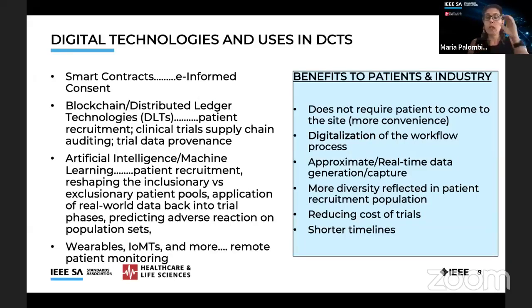Okay, so when we talk about these in the world of decentralized clinical trials, we're talking about really emerging digital technologies. Now, when I talk about decentralized clinical trials, first of all, I would just like to emphasize that this is not the cure-all for all possibilities, right? This is just another approach to trials which can solve some challenges that we're seeing in the traditional clinical trials process.